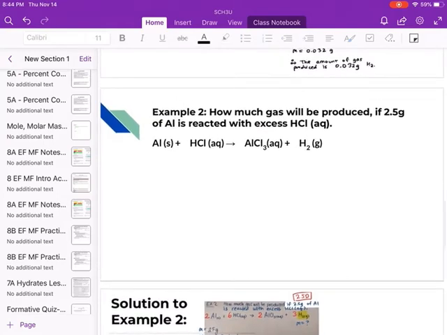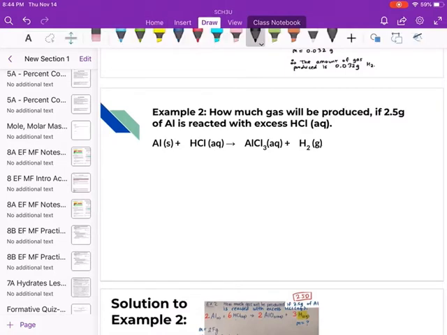pH. And then example 2 says, how much gas will be produced if 2.5 grams of aluminum is reacted with excess HCl? So very similar to the question above. I have 2.5 grams of aluminum. I have a lot of HCl, so excess.